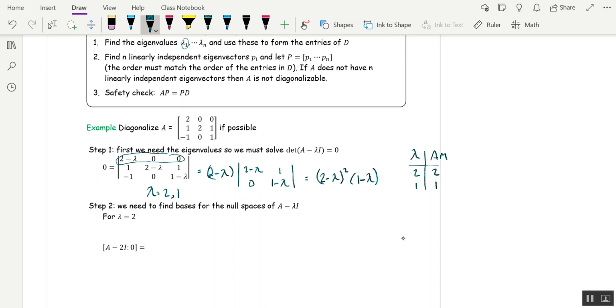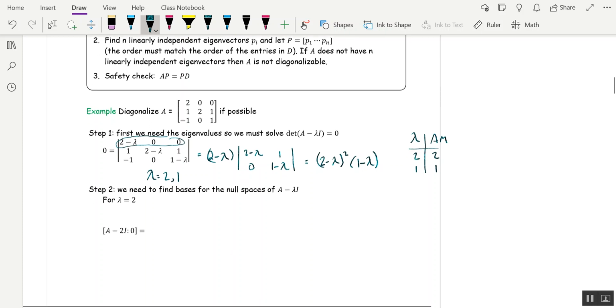All right, so for each lambda, now I'm going to find bases for the null space of A minus lambda I, so for the eigenspaces. For lambda equals 2, I want to solve A minus 2I times x equals 0. So I'm going to reduce A minus 2I augmented with 0 and find a basis for the null space of A minus 2I.